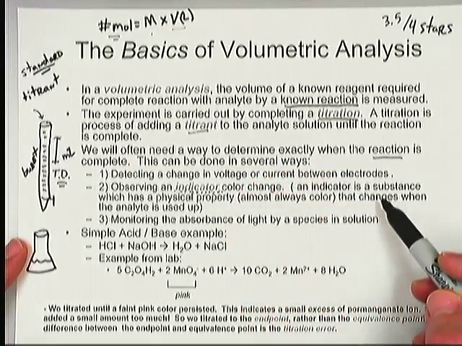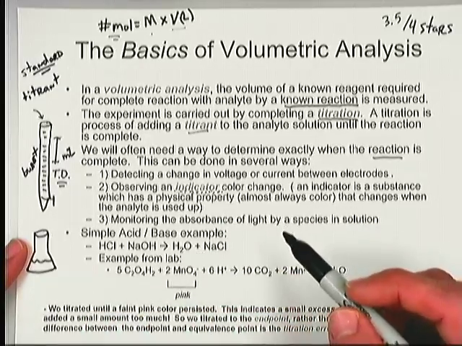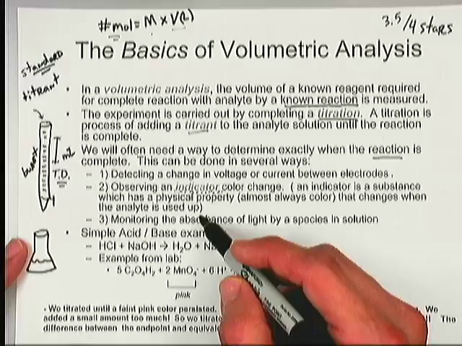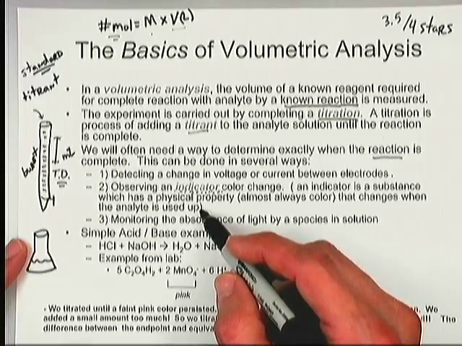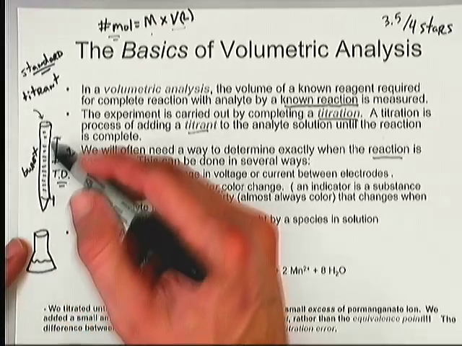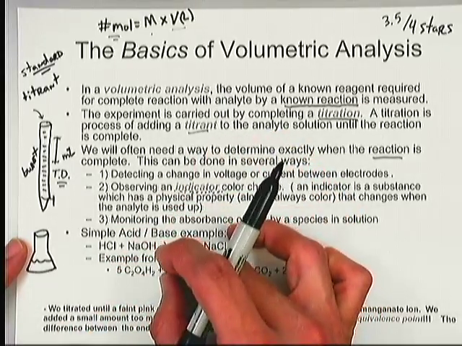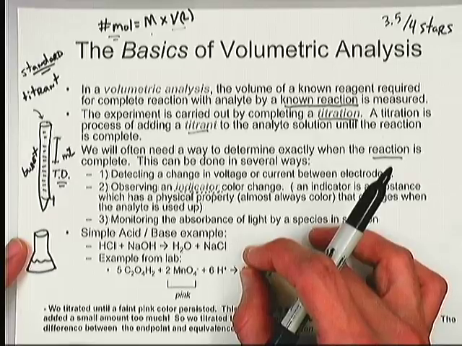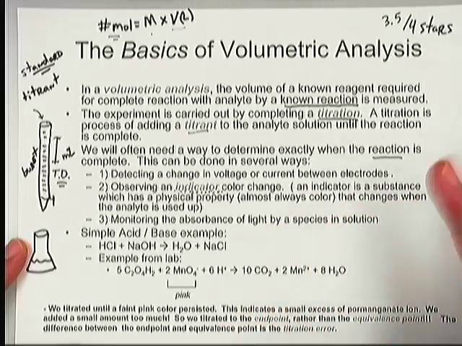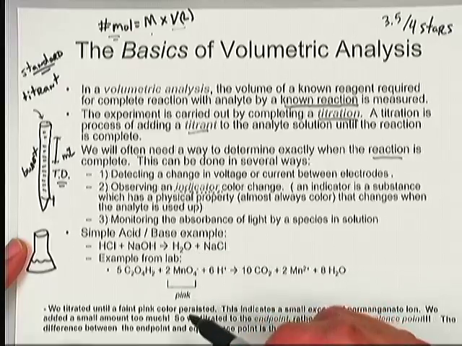An indicator is a substance that's got a physical property, and almost always it's the color, that changes when the analyte is used up. Now, that last sentence, I don't necessarily like the phrasing of it, that when the analyte is used up. That's probably not technically correct. Usually what happens is there's a pH change inside this beaker. If you're doing an acid-base titration, there could be a pH change inside this beaker, and that could lead to the color change. Okay, but that pH change is somehow linked to using up the analyte. And when you talk about computing the pH along titration curves, it'll make more sense why that is. Okay, but a color change can be used to signal the endpoint of our titration.